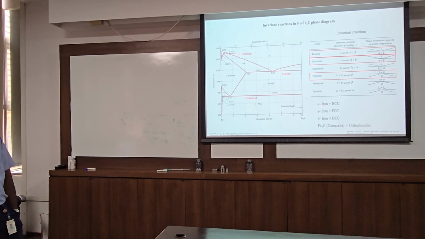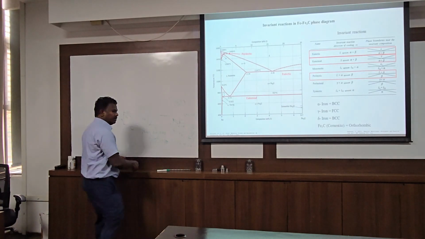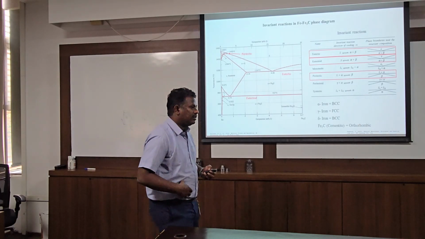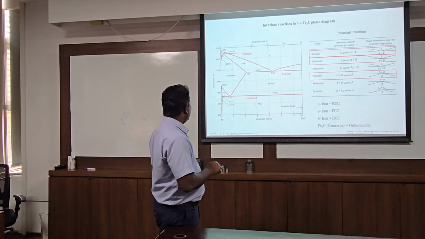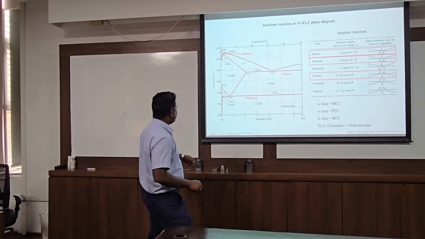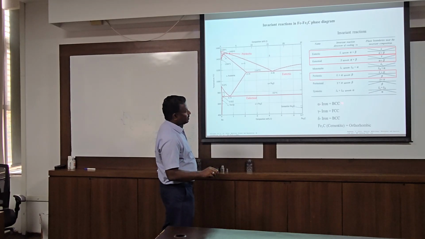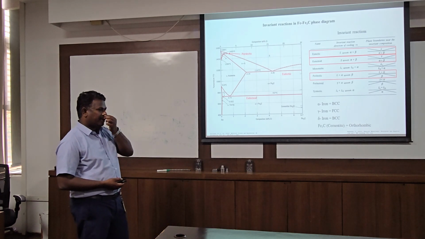So here, see, BCC like alpha iron has a certain unit cell. It has only one body-centered atom. FCC, we are not talking about. Only this solid solution alpha iron and this delta iron. So alpha iron is BCC, delta iron is also BCC. Why are we naming it differently and what is the difference?